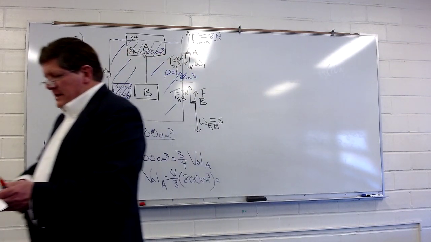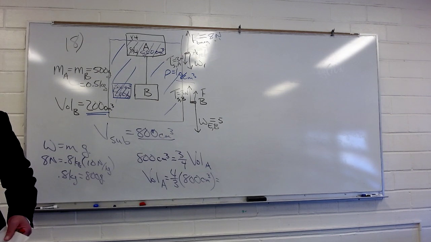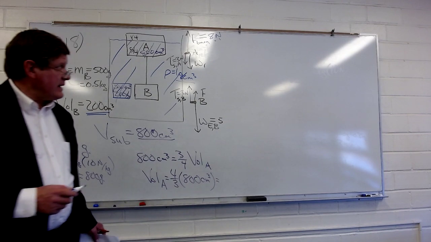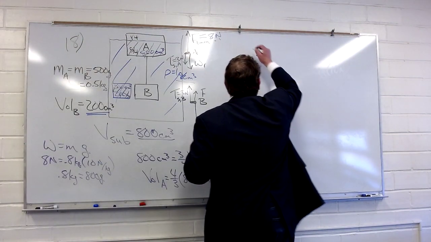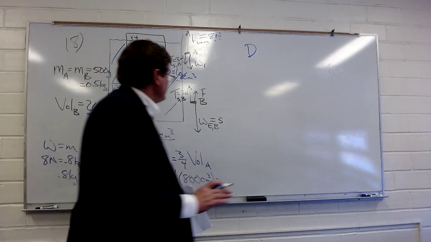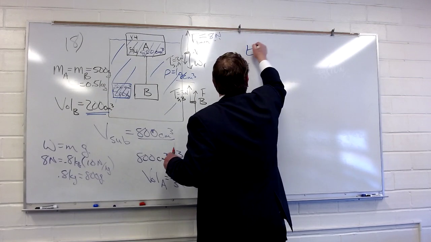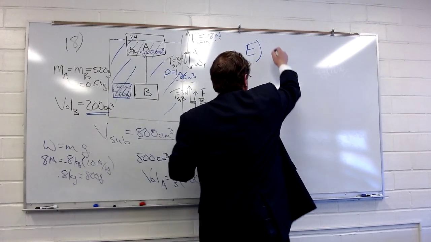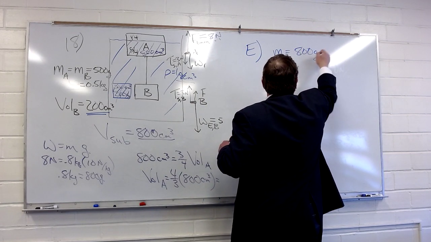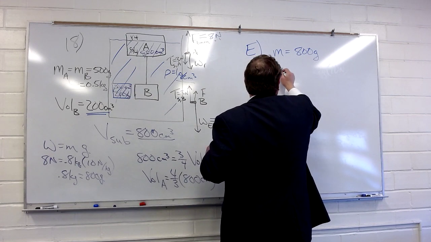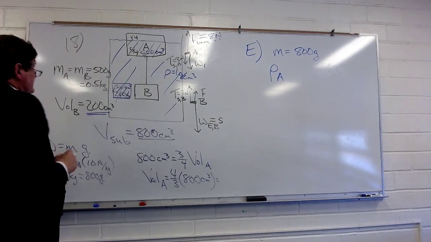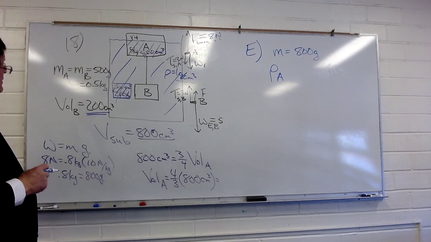Okay, so they're asking us now, if we had a block made of the same material as A, but had a mass of 800 grams. So, man, is this all the way up to part E? Will this problem never end? Okay, so the mass is 800 g. The density is the density of A. Well, I don't know the density of A, or do I?